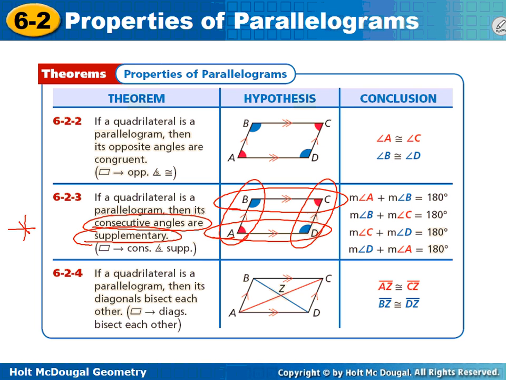If Y is 120, think about these two angles. What is angle X going to have to be then? 60, because those two angles are supplementary. Every pair of consecutive angles is going to be supplementary. So if X is 60, what would this missing angle that I didn't label have to be? 120. What do you notice about the opposite angles in a parallelogram?